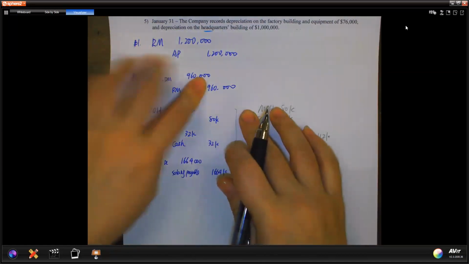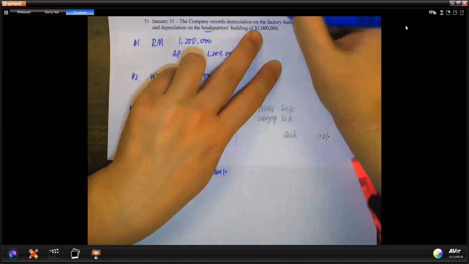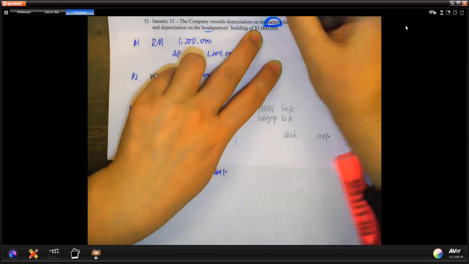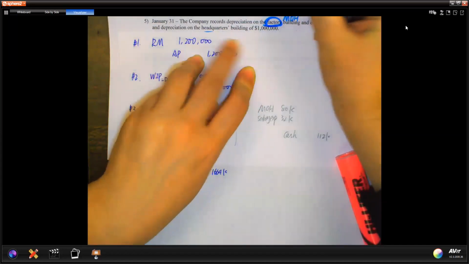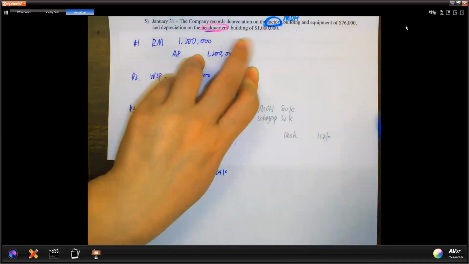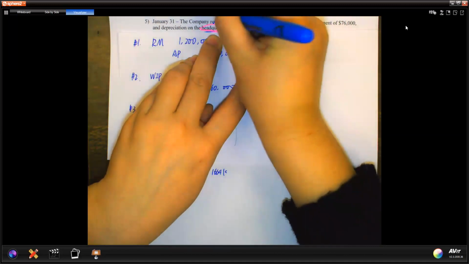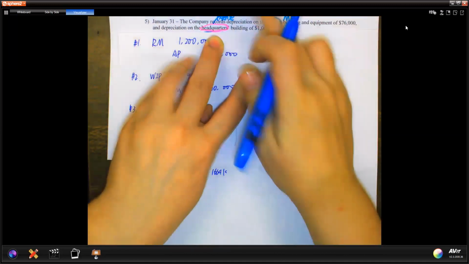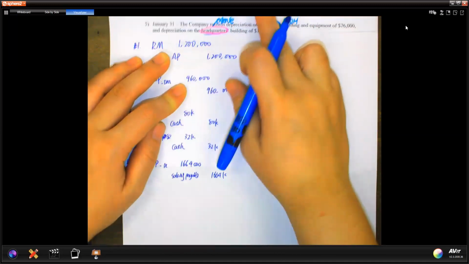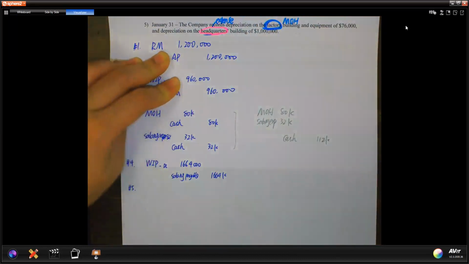Talking about how you record depreciation on the factory: the keyword factory means this is your manufacturing overhead. The keyword headquarters means this is your expense. Similarly, with journal entry 3, you have to treat those depreciation amounts separately.